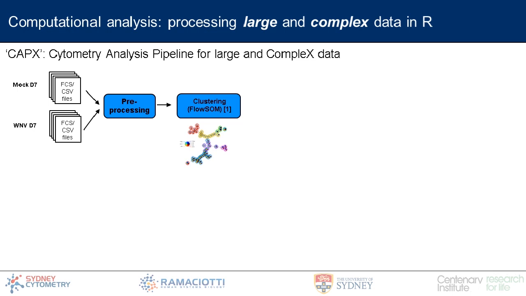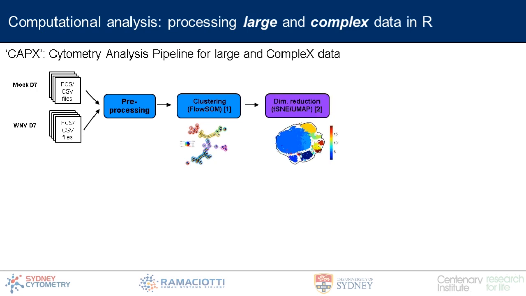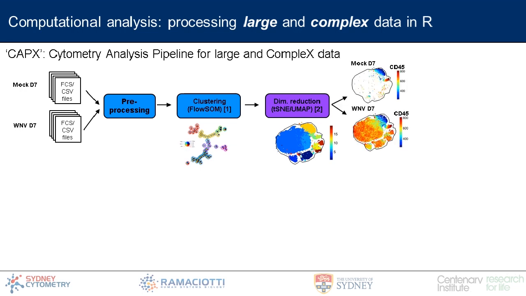Now, a lot of these workflows start with a dimensionality reduction step using something like t-SNE or UMAP, but these have problems with scalability in terms of how they can adapt to large data sets, whereas clustering using something like FlowSum will scale very well to large data sets. So we start with FlowSum. We can then do some dimensionality reduction using something like t-SNE or UMAP. Once we've run this dimensionality reduction, we're able to separate out these samples to see how they compare to each other.